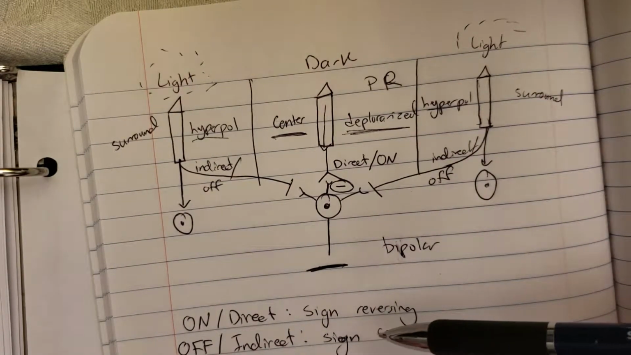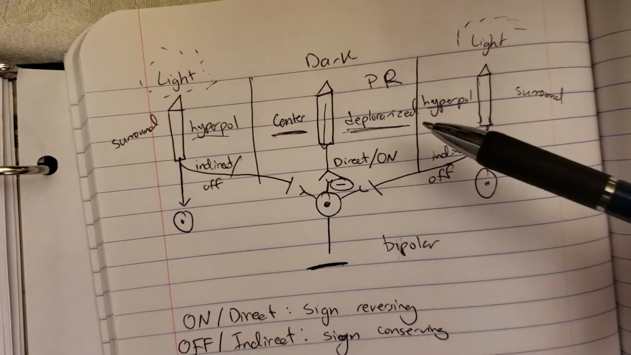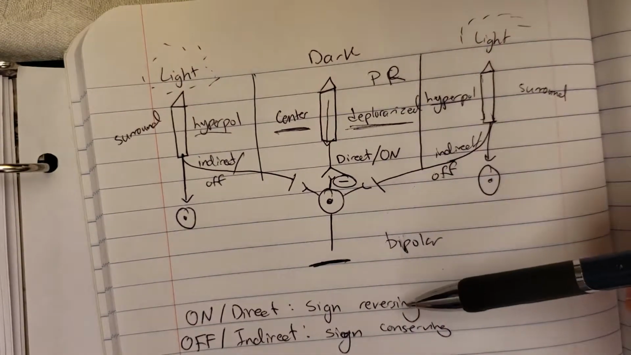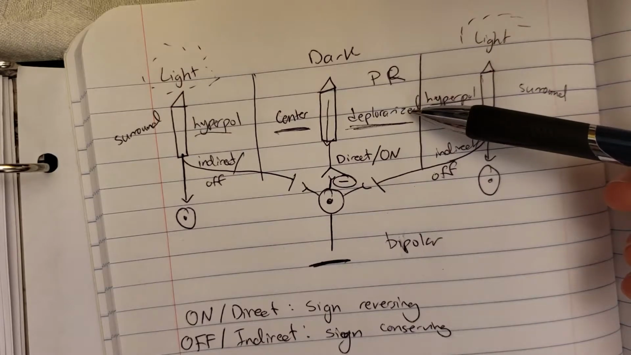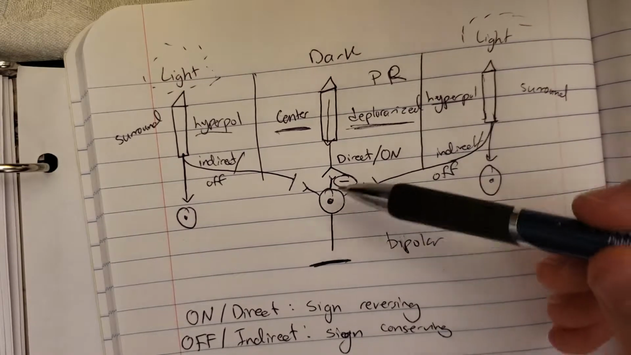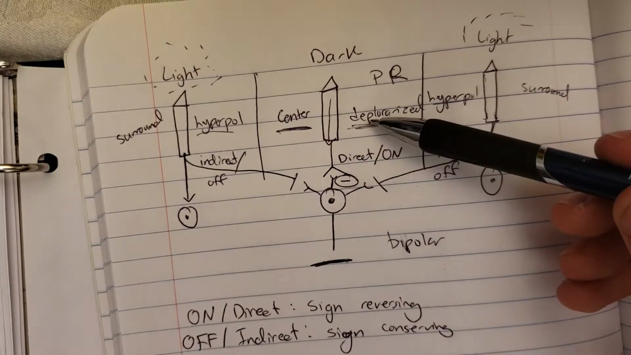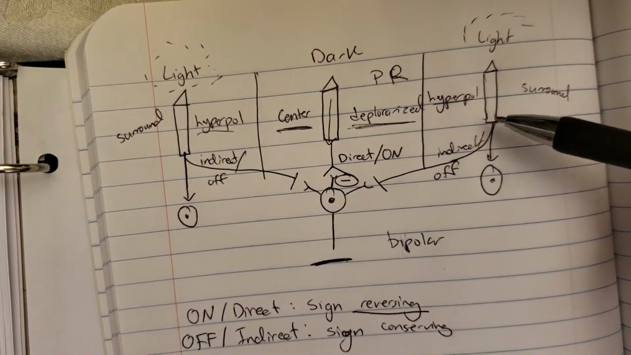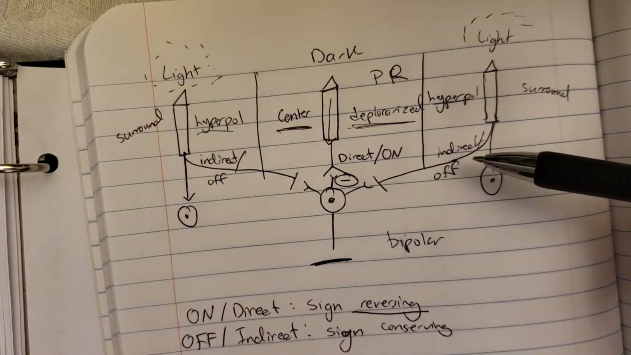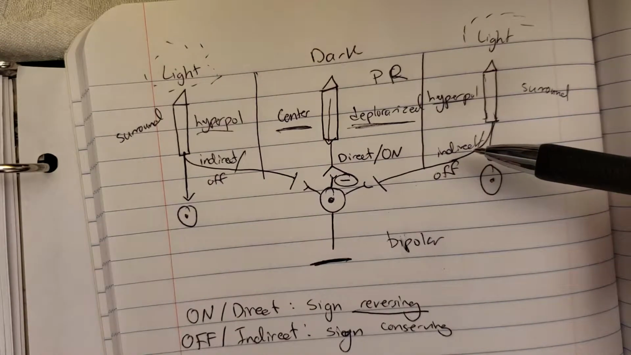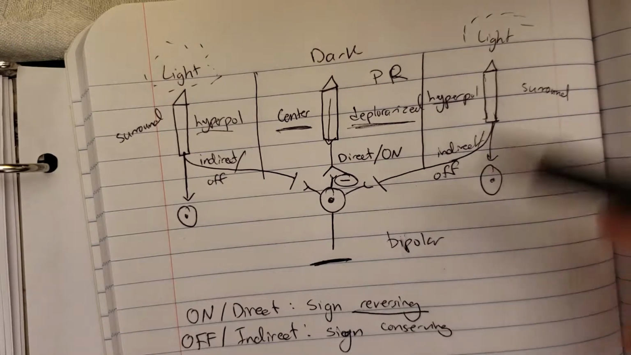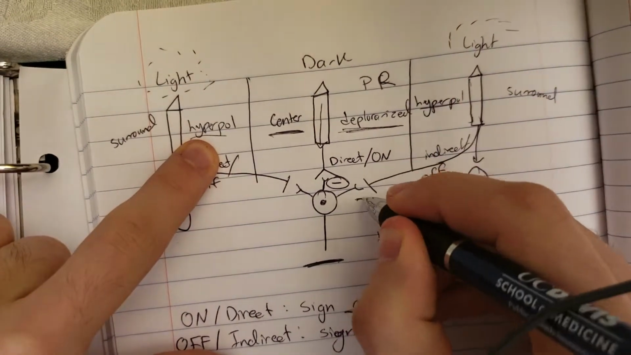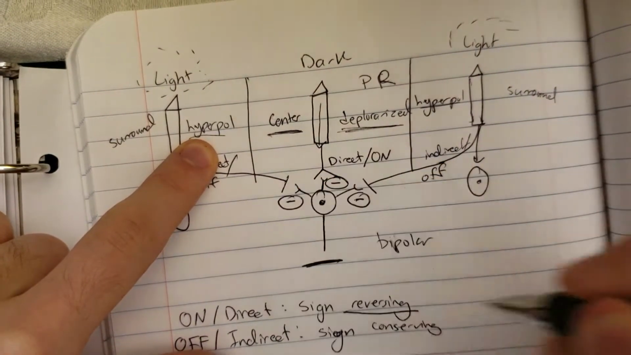Here, the on pathway is sign reversing. It reverses the effect of the pathway that it's coming from. So in the on direct pathway, the photoreceptor was depolarized, meaning that it's going to hyperpolarize the cell because it is sign reversing. In the off or the indirect pathway, it is sign conserving. Notice how these are hyperpolarized, meaning that these are also going to be hyperpolarized.